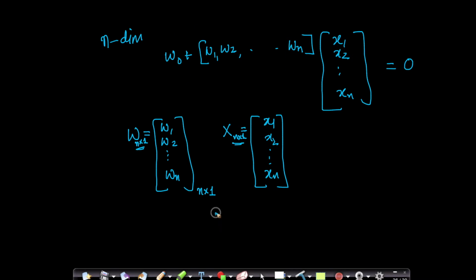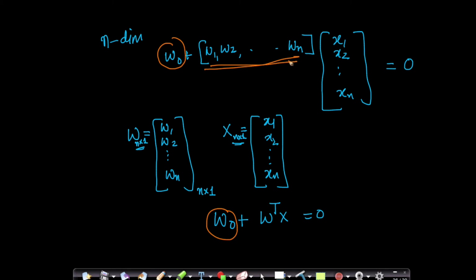Right? I can write it as w0 plus w transpose x equals to 0. Let's digest this. My w0, I've just copied w0 as is. Since my w is a column vector, I need to convert it into a row vector, because this is a row vector, right? And how do I convert a column vector to a row vector? I just apply the transpose. So your w transpose will give you a row vector like this. And your x is a column vector, which is exactly like this.